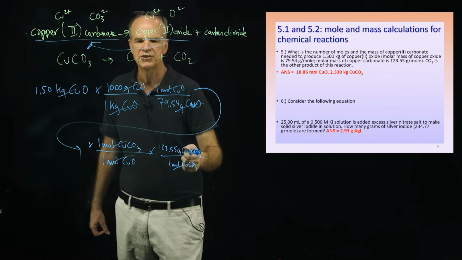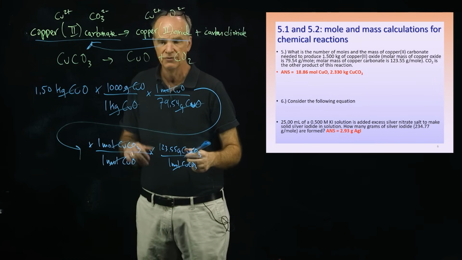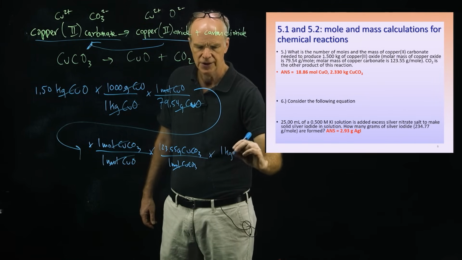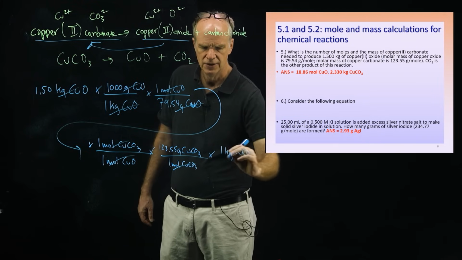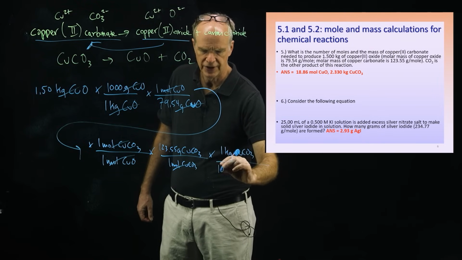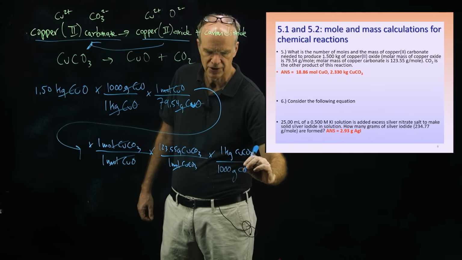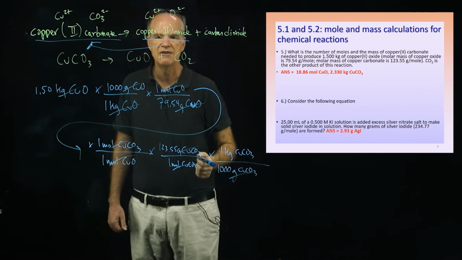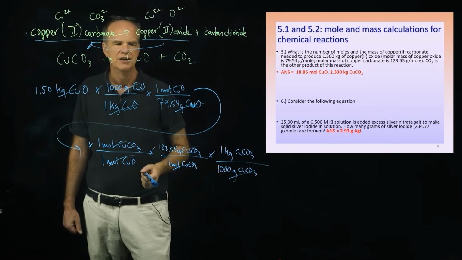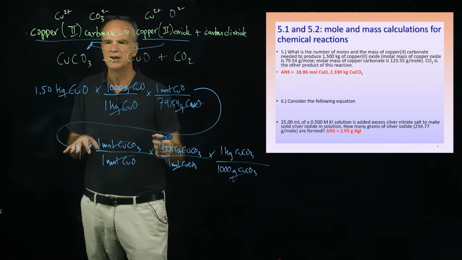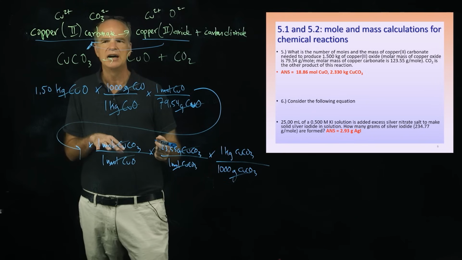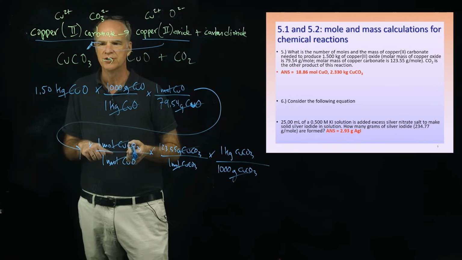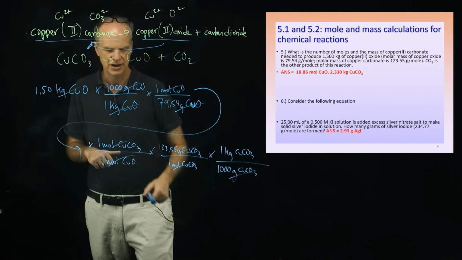So now we're at grams of copper carbonate, and we could convert this to kilograms. That would be 1 kilogram of copper carbonate over 1,000 grams of copper carbonate. So grams copper carbonate cancels, and we have an answer in kilograms of copper carbonate. You can work out the math, but what I'm hoping is you'll find that the answer is as stated, which is 2.330 kilograms of copper carbonate. Okay, so let's move on.